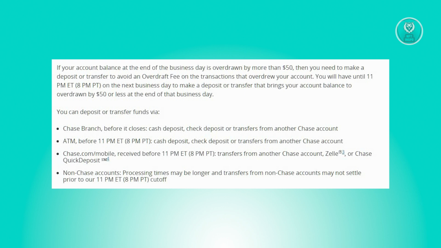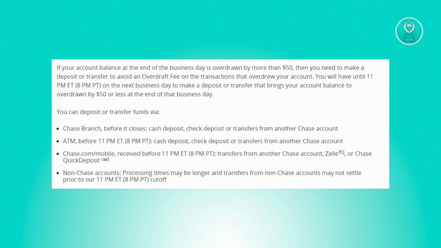So if your account balance exceeds $50 in overdraft at the close of the business day, it is necessary to initiate a deposit or transfer to avoid incurring an overdraft fee on the transactions causing the overdraft. You have until 11 p.m. ET or 8 p.m. PT the following business day to complete this action, ensuring your account balance remains within $50 overdrawn or less by the end of the day.